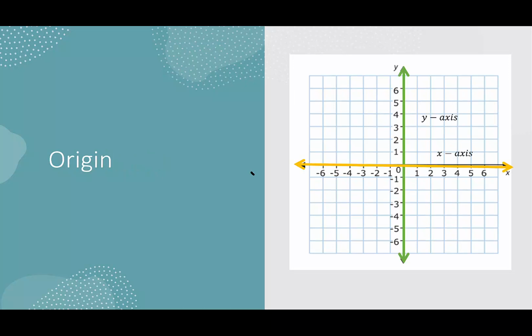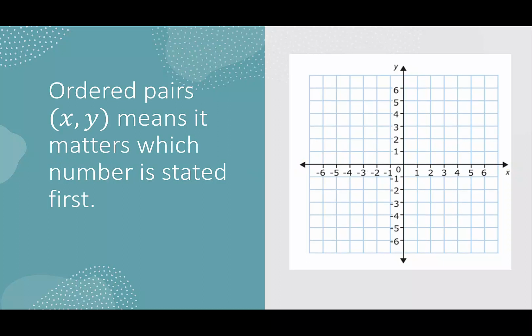A special point on the coordinate system is called the origin. It's where the x and y-axis cross. Think of it as the starting point you'll use when you're plotting other points. As we plot points, it's important to note that we are plotting ordered pairs x and y. This means it matters which number we say first.